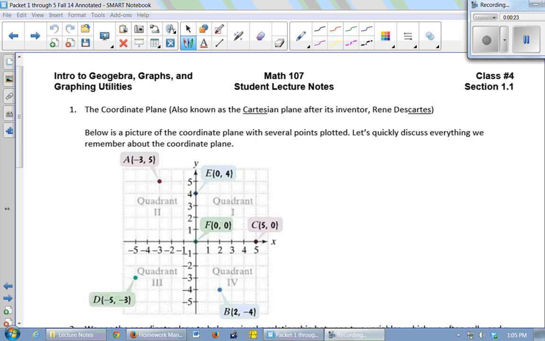Okay, the coordinate plane, also known as the Cartesian plane, named after its inventor René Descartes. So C-A-R-T-E-S, that's part of his name, and so we call it the Cartesian plane.